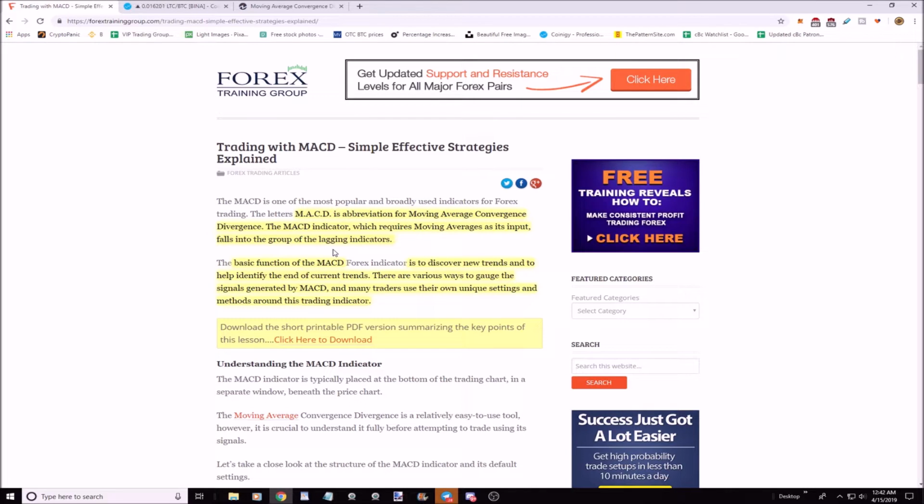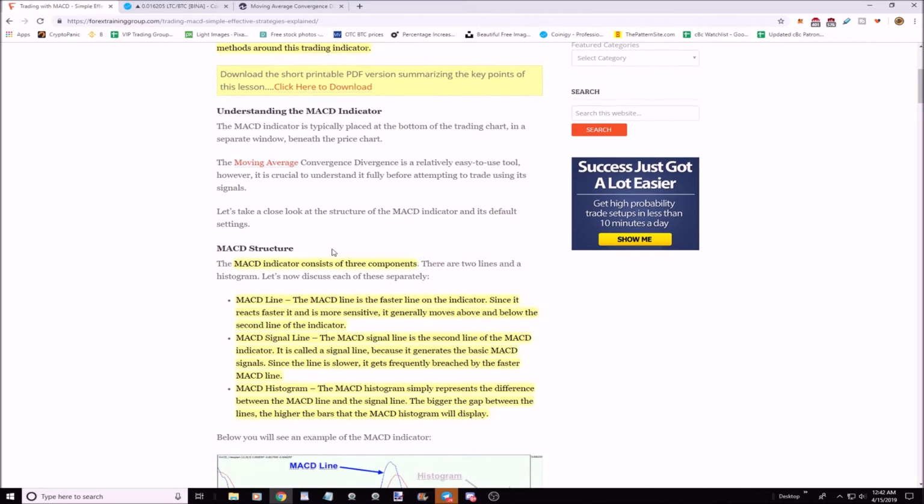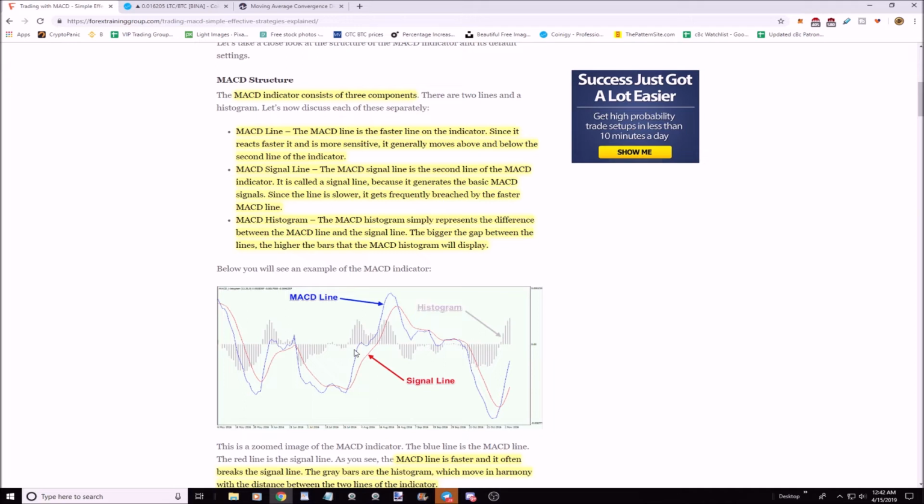There are various ways to gauge the signals generated by the MACD. Many traders use their own unique settings and methods around this trading indicator. The MACD indicator consists of three components. So this is the MACD line.